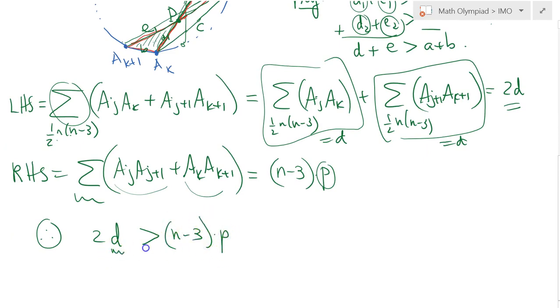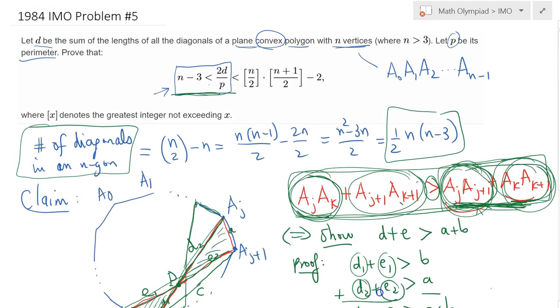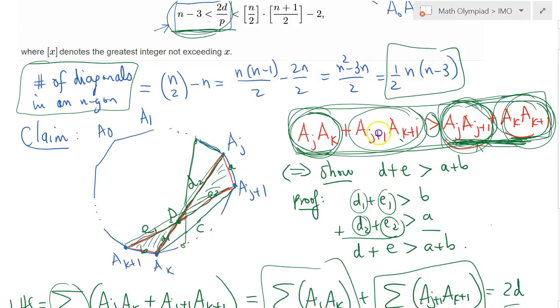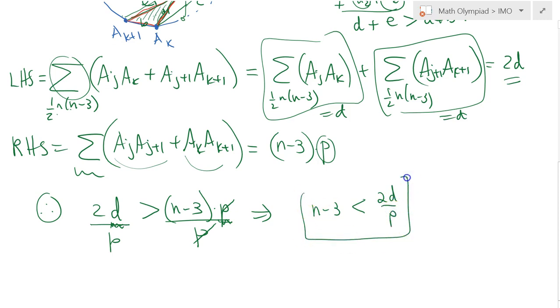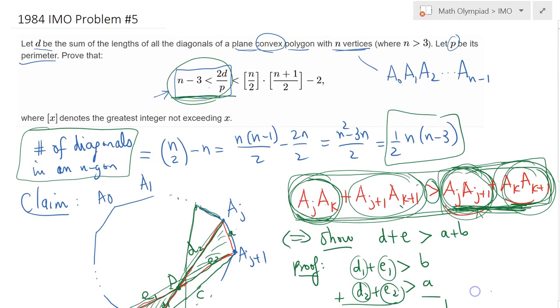So therefore, we have found a formula relating the sum of the diagonals to the perimeter of this convex n-gon. But then we can rearrange it nicely to write it in this convenient form. We can simply divide both sides by p, and these will cancel out. So we have the first inequality now: n minus 3 is strictly less than 2d over p. Now that's awesome.